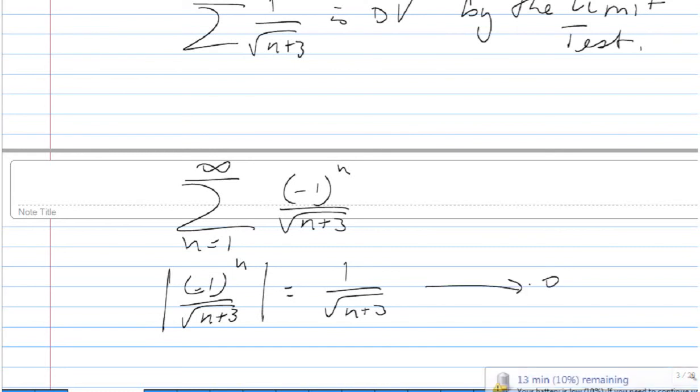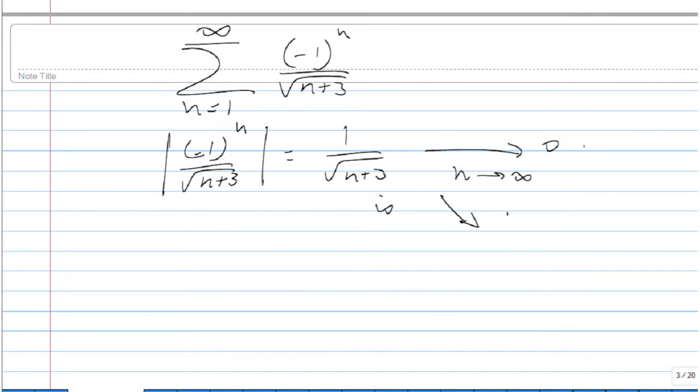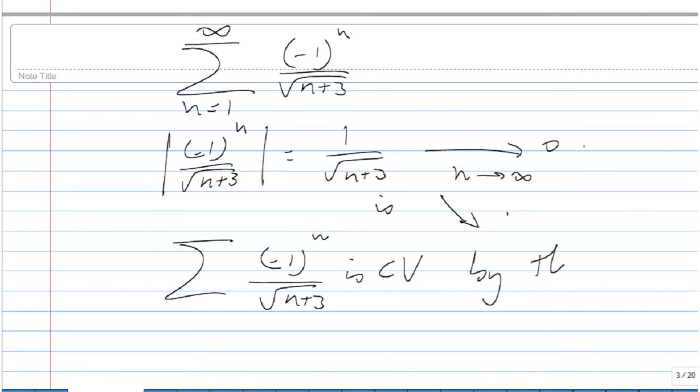It goes to 0, that's obvious when n goes to infinity. And of course, since n plus 3 is increasing, square root is increasing, and 1 over square root is decreasing, therefore it is decreasing as well. So the series minus 1 to the n over square root of n plus 3 is convergent by the alternating series test. It is conditionally convergent because its absolute value is divergent.